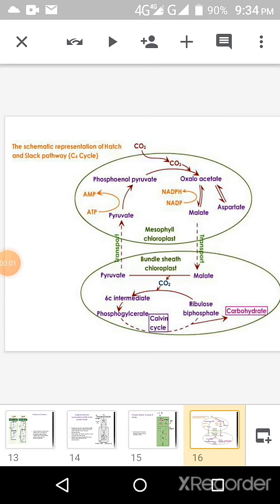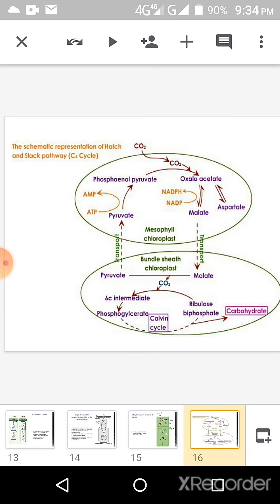This slide is a schematic representation of the Hatch and Slack pathway, the C4 cycle. Two types of cells have been shown. The upper cell is the mesophyll cell and the lower cell is the bundle sheath cell. In the upper cell, phosphoenol pyruvate takes up carbon dioxide and forms malate. The enzyme is PEP carboxylase.